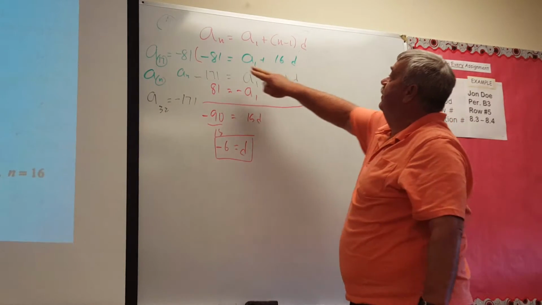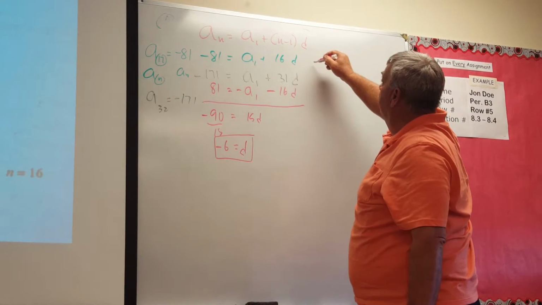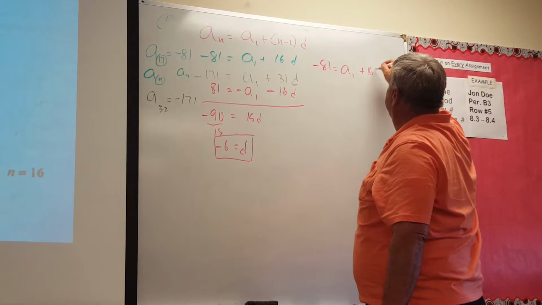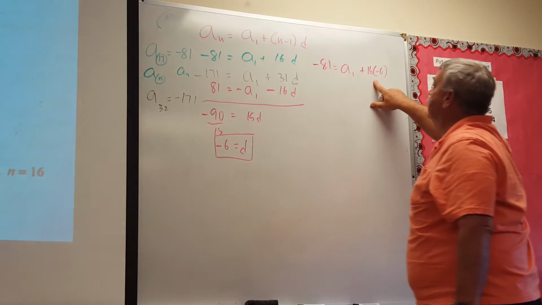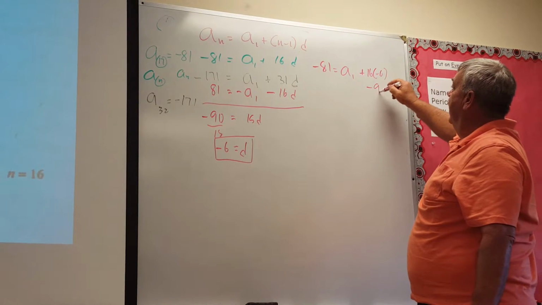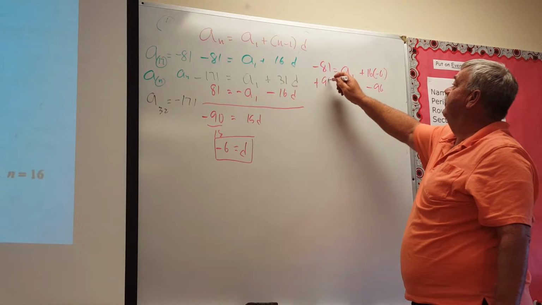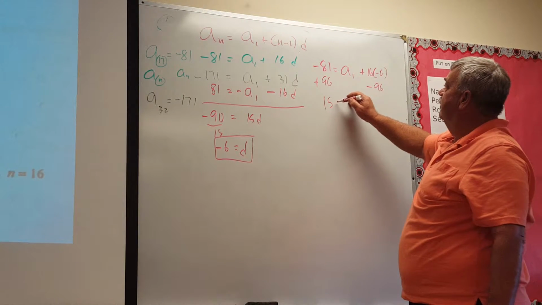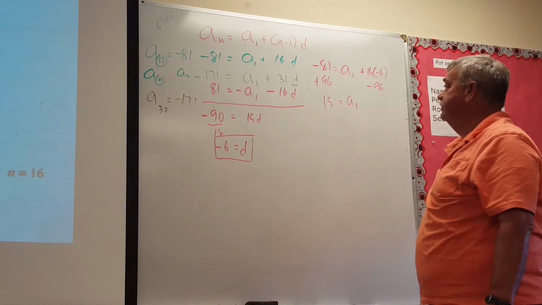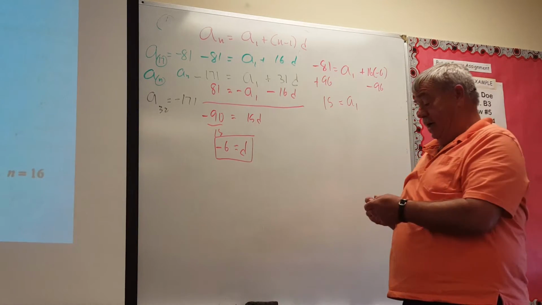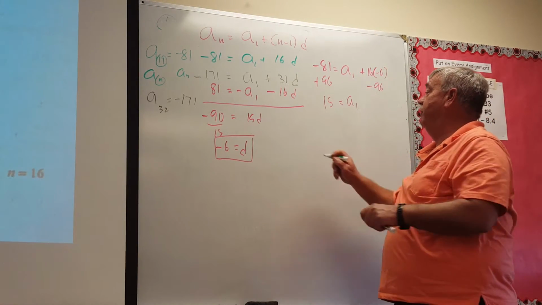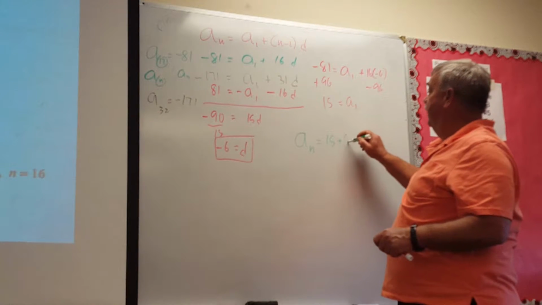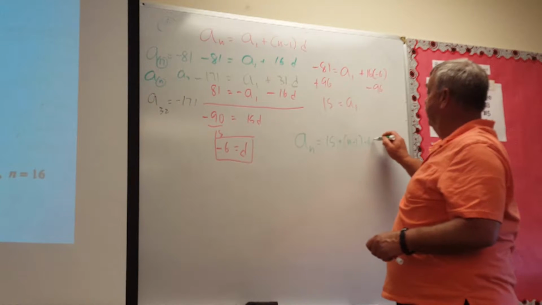So if I put that up in this first one here, negative 81 equals A1 plus 16 times negative 6. Now that's going to be negative 96. So when you add 96 to both sides, 15 is going to equal A1. And then you replace the formula up there. So your general formula, AN is going to be 15 plus N minus 1 times negative 6.